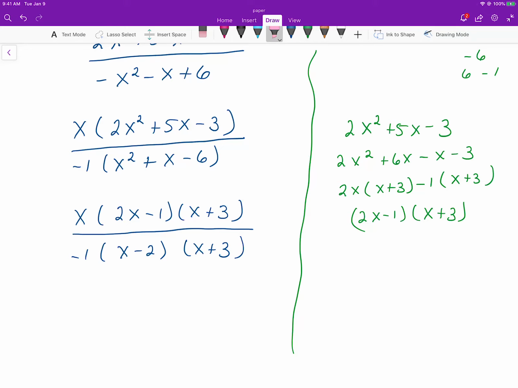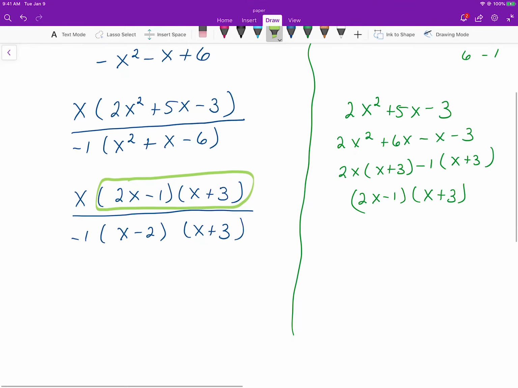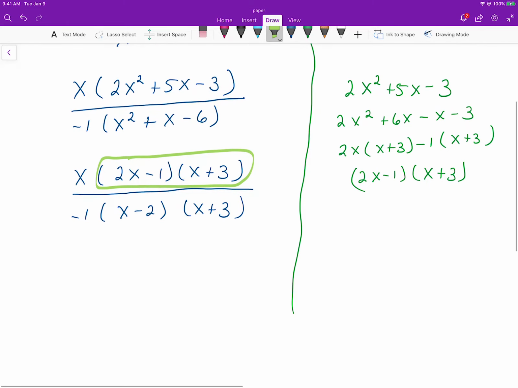That's just simply if you needed a refresher on how I got this. Same thing could work with x squared plus x minus 6, how to factor that.